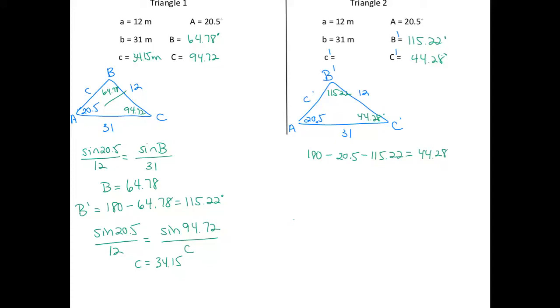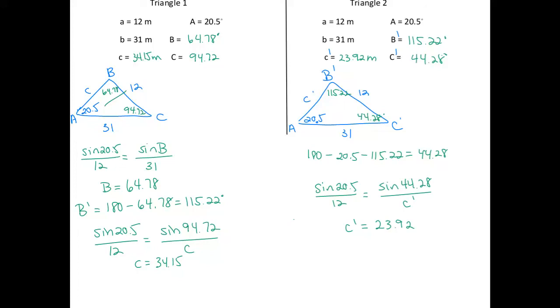Now we just have to do the same thing but solve for triangle 2. And actually, I'm going to do identically the same thing. Sine of 20.5 over 12, because that's still the given information, so it's in triangle 2 automatically. And then this time, angle C, I'm going to swap out to the 44.28 over C prime. So go ahead and solve for C prime, get the value there. And you should get 23.92. And again, this is in meters.